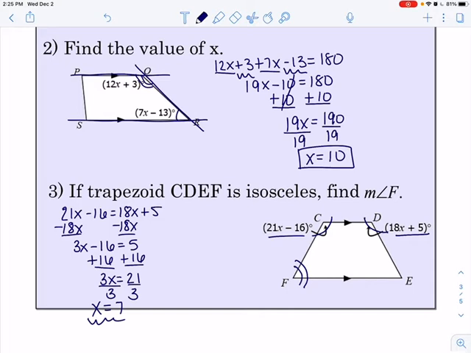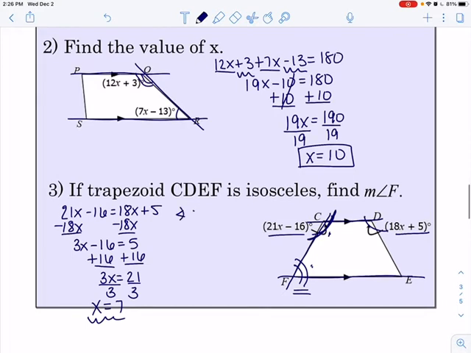Again, it's not asking me to find x, it's asking me to find the measure of angle F. Okay, now, in order to do that, the first thing I'm going to have to do is find the measure of angle C. Once I find the measure of angle C, again, those two sides are parallel. You have it being cut by a transversal. These will be interior angles on the same side of the transversal, and they'll be supplementary.